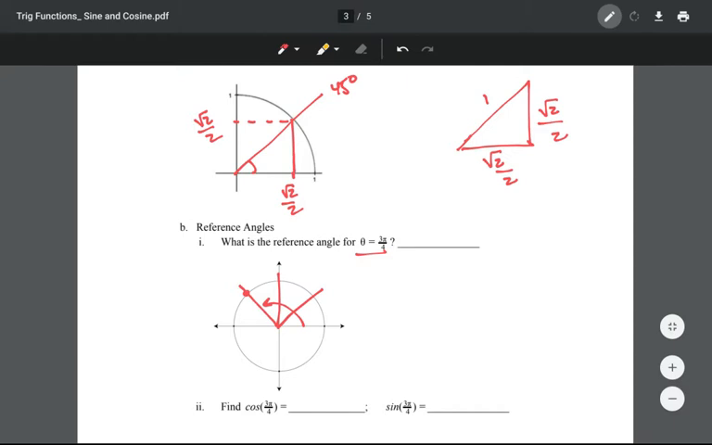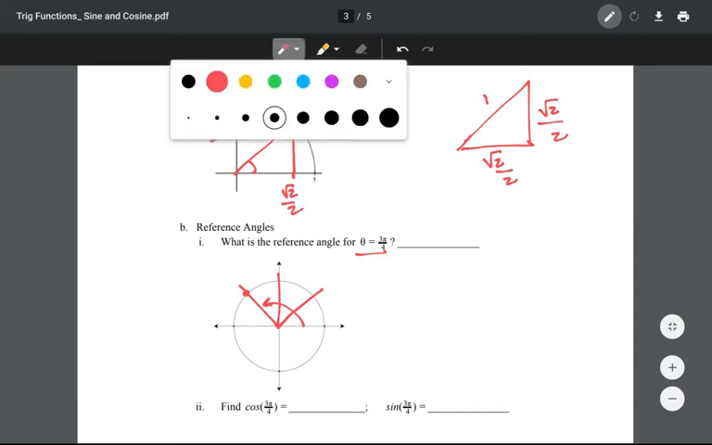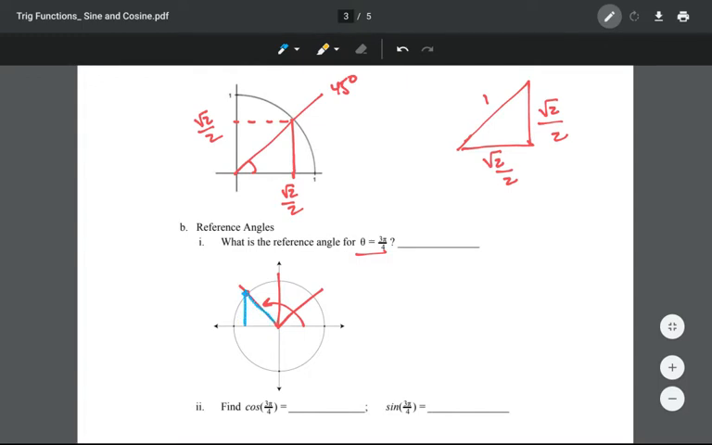I don't have a triangle though. It doesn't make sense to have a triangle with 3 pi-fourths as an angle. So instead, I'm going to draw in the angle that lines up with the x-axis. And I'm going to draw that in as a triangle.